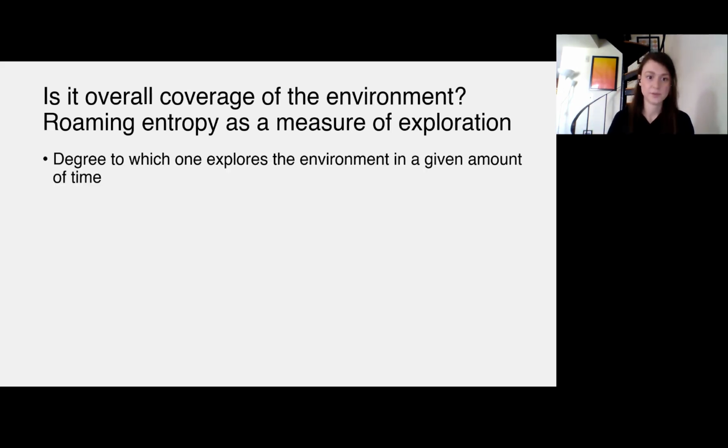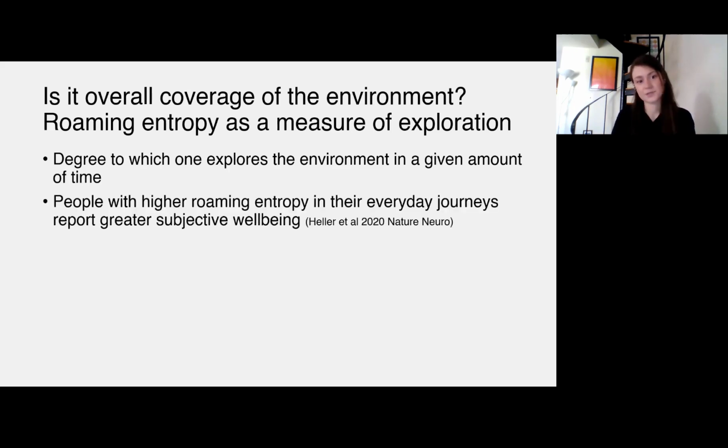Roaming entropy has been described as the degree to which one explores a given environment in a given time. And again, going back to the link that, as humans, we like to explore and we are interested in roaming, there's a very nice recent paper that suggests that people with higher roaming entropy in their everyday lives, as measured by GPS, actually report greater subjective well-being and have different patterns of connectivity with the hippocampus. So there's something about roaming and novelty in your everyday life that seems to also relate to well-being.